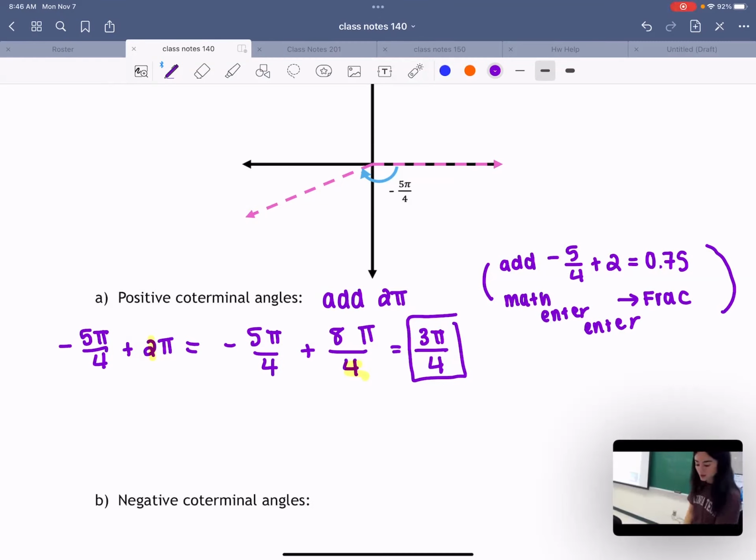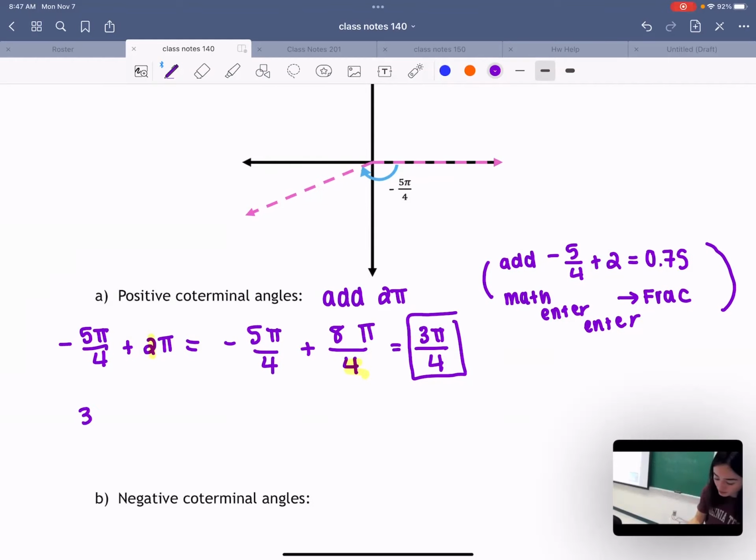Let's find the other positive coterminal angle. What do you think I'm going to do to get the other positive one? Plus 2 pi again, right? It's probably not a good idea to start with the original angle, because then I'd have to add 2 pi twice, which is kind of dumb. I already have 3 pi over 4, so I'm going to take the 3 pi over 4 and add 2 pi again. The common denominator is definitely going to be 4.